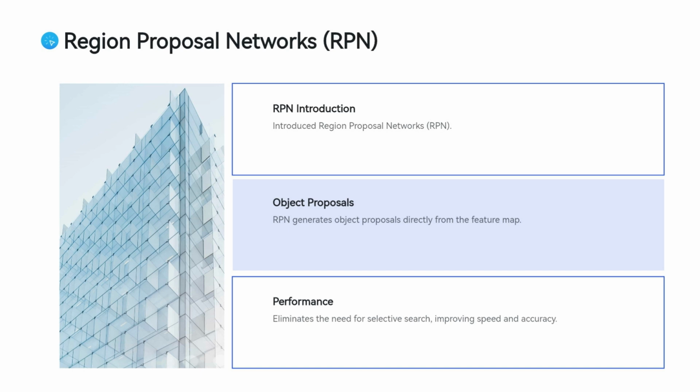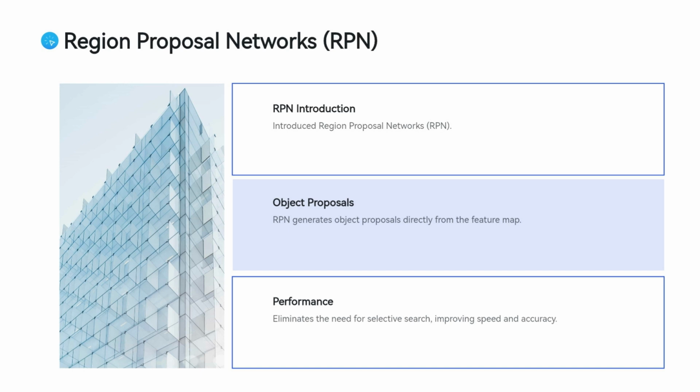In previous versions of RCNN and Fast RCNN, the region proposals were generated using external methods like selective search. This process was slow and created a bottleneck in the pipeline. Faster RCNN solves this issue by using an RPN to generate region proposals directly from the CNN feature map. The RPN works by sliding a small window across the feature map, predicting the likelihood of an object being present in each region, as well as the bounding box coordinates.